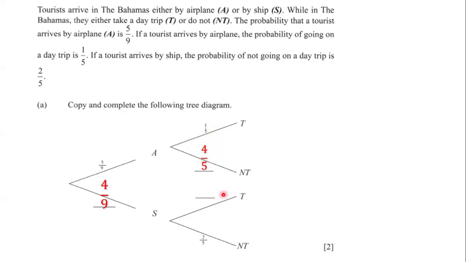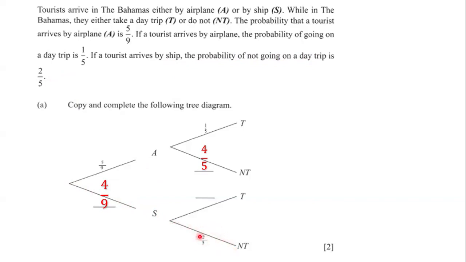Now, what else do they say? This is the probability that the tourists arrive by ship, which is 4 over 9. If they arrive by ship, what's the probability that they go on a day trip? It says right there, if a tourist arrives by ship, the probability of not going on a day trip is 2 over 5. And so right here, they arrive by ship, so the probability of them not going on a trip is 2 over 5.